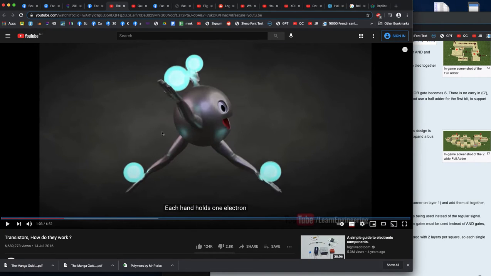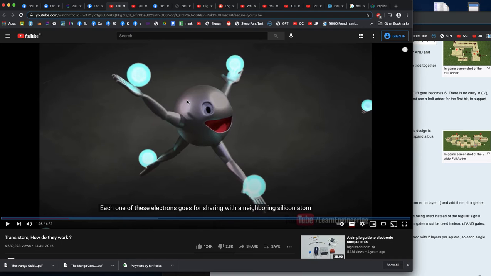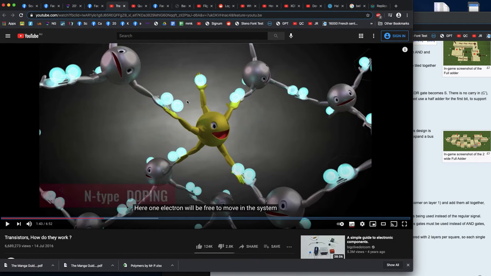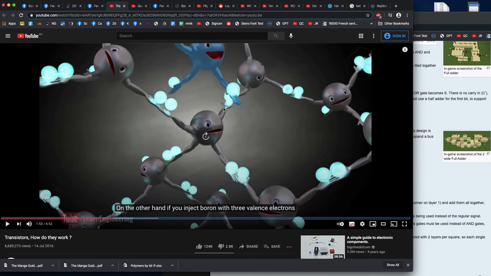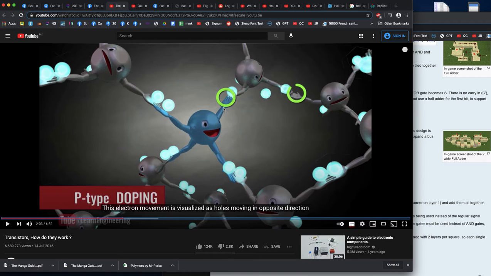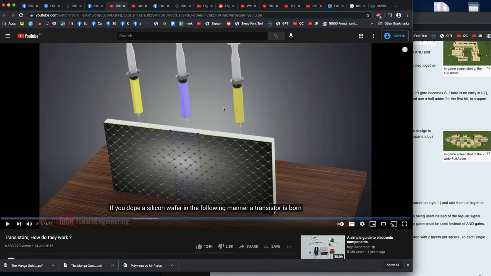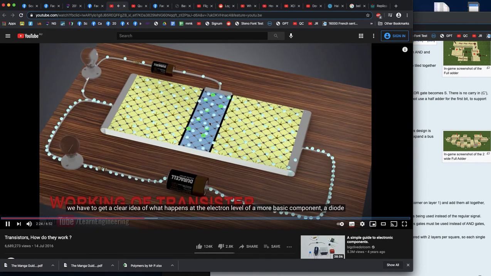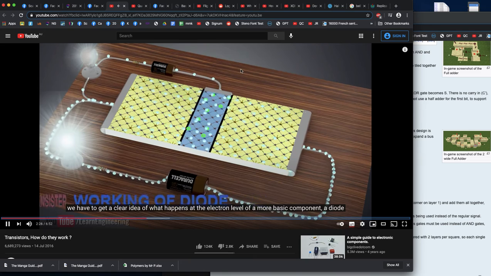They show some silicon, regular silicon having 4 valence electrons, and then they add in doping. This is N-type doping, so they've added, that's probably phosphorus, and then they can add in P-type doping, so probably boron, but it could be others. So we can add in arsenic or germanium, I think, are the other ones. Okay, so what we get is a situation where the electrons can only move. Electron level of a more basic component, a diode.